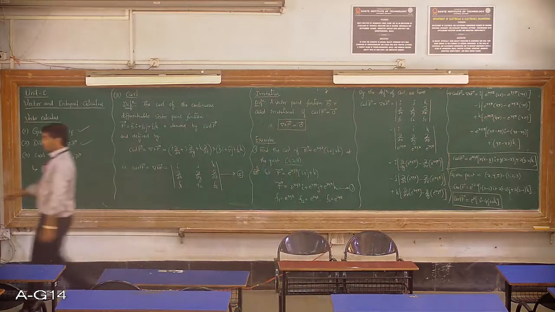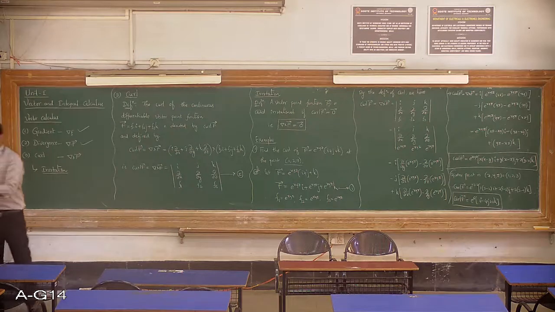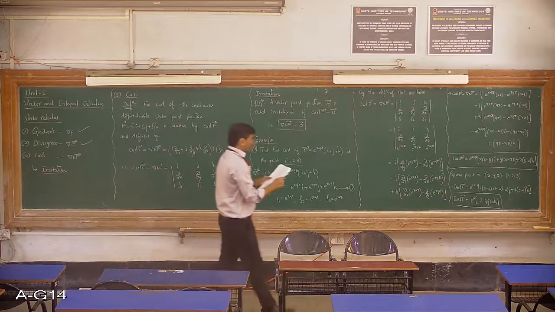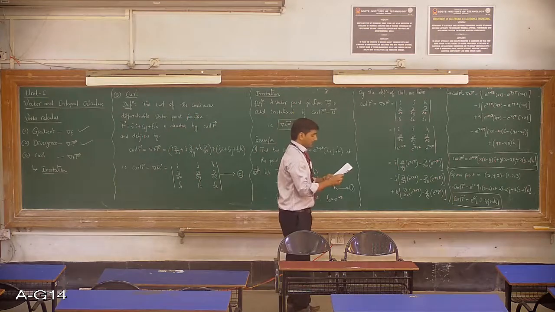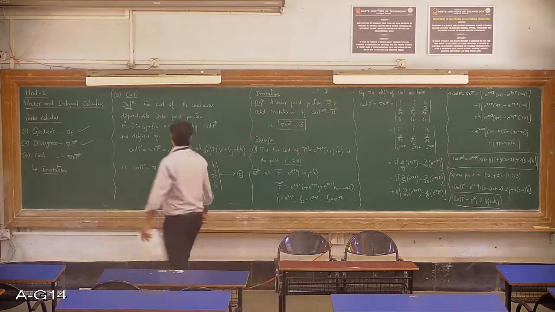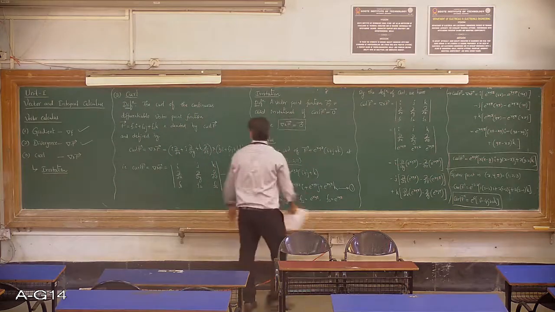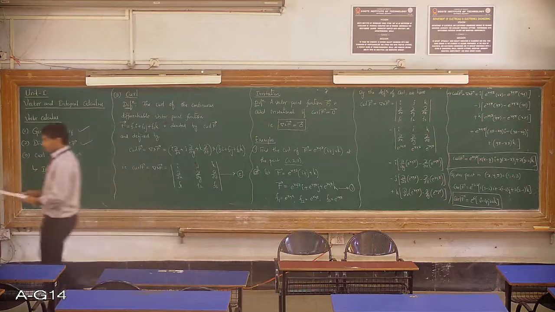So this is the final answer of the first example. Okay, so e to the power 6 in the bracket (i minus 4j plus 3k) is the answer for this particular first example. So now I'll go to the second example.